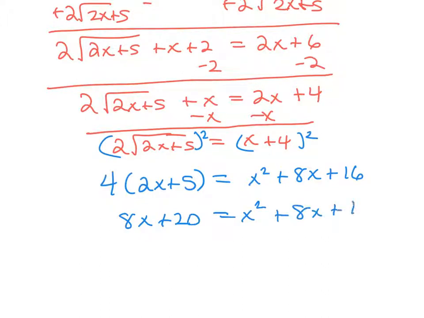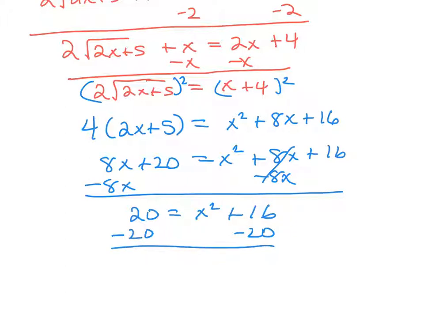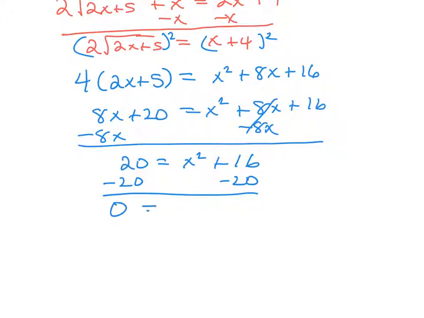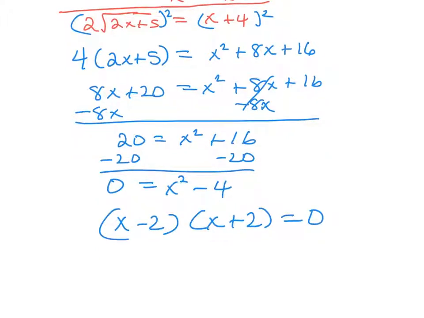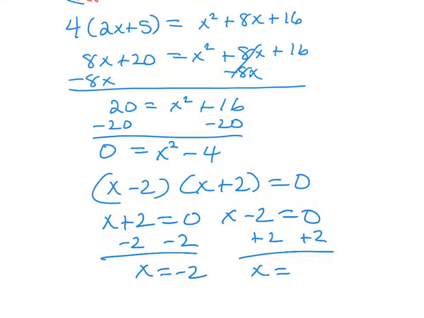I now can work on getting it in standard form. Subtract the 8x. 20 is equal to x squared. Notice the x term cancels. Subtract the 20. Now I could either factor this as the difference of two squares, or I could have used the square root method. So if I go ahead and do this, this factors into x minus 2, x plus 2, and again set each of the factors equal to 0. Subtract 2, x equals negative 2, and x equals positive 2.